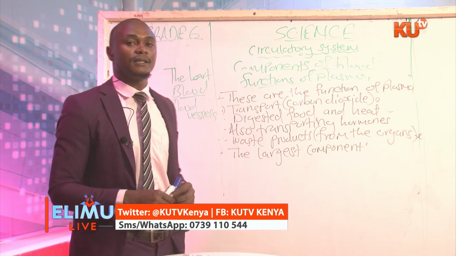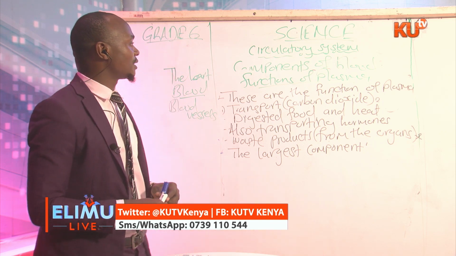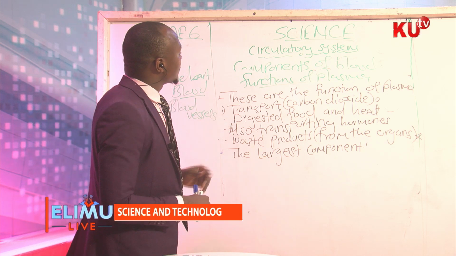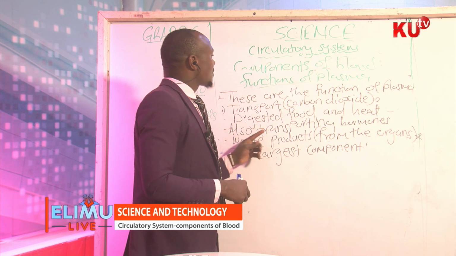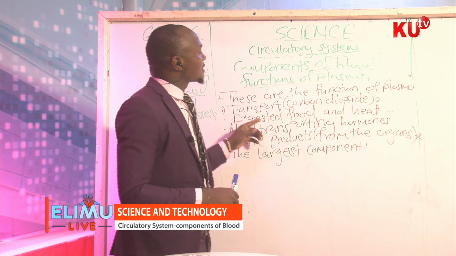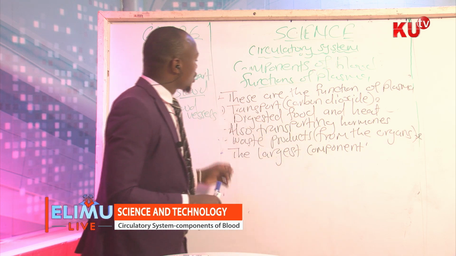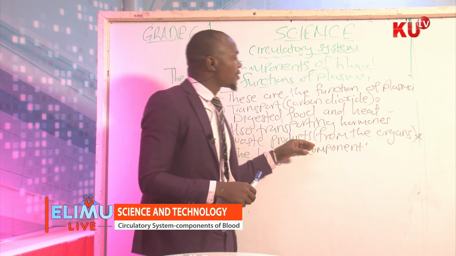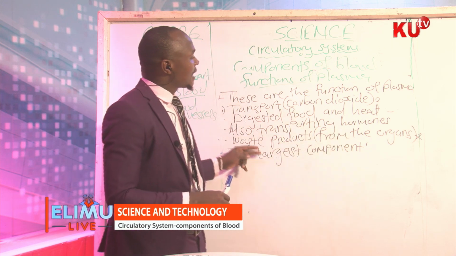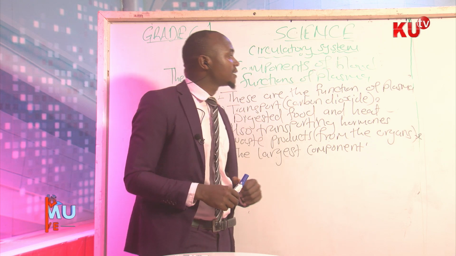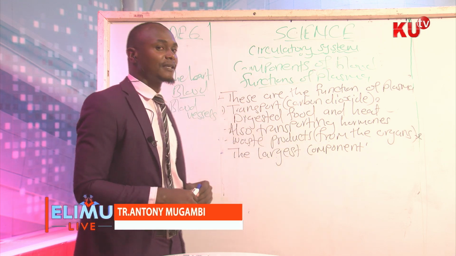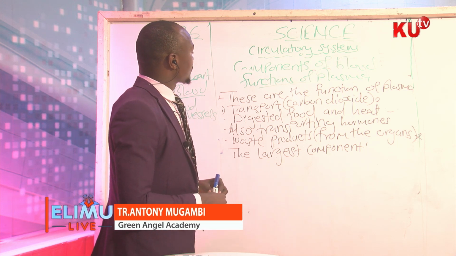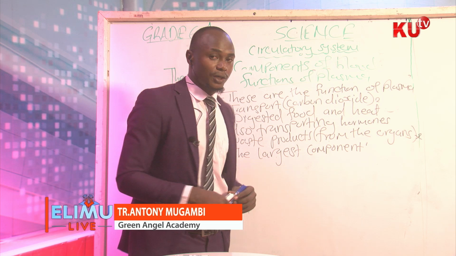I'll repeat, then we are going to sing together. These are the functions of plasma: transport carbon dioxide, digested food and heat, also transporting hormones, waste product from the organs, the largest component. So learners, sing with me. Good.